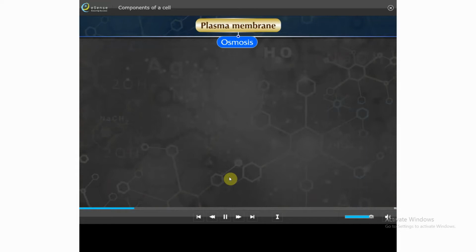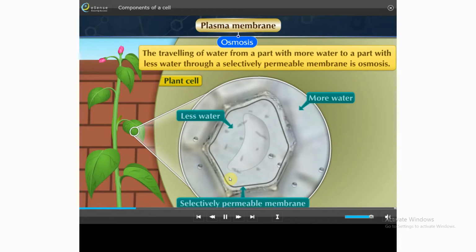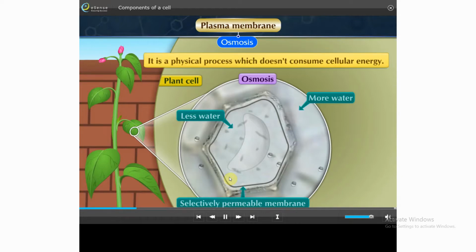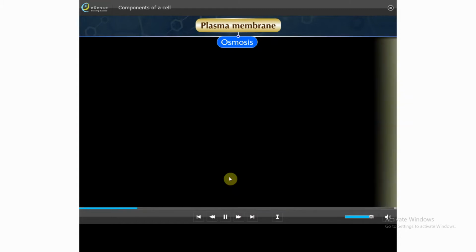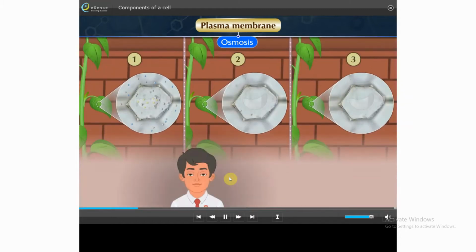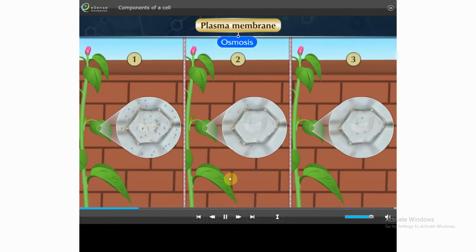Osmosis. The traveling of water from a part with more water to a part with less water through a selectively permeable membrane is osmosis. It is a physical process which doesn't consume cellular energy. Three possibilities always arise in case of osmosis. Which are these three possibilities? Come, let's learn about it.